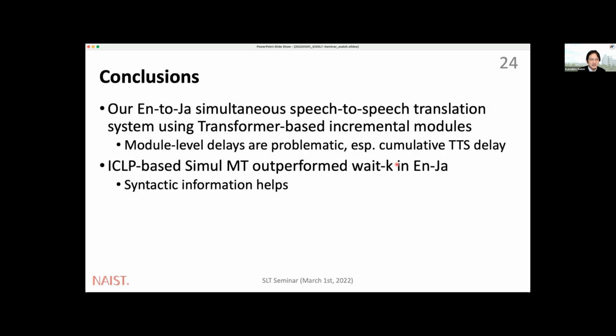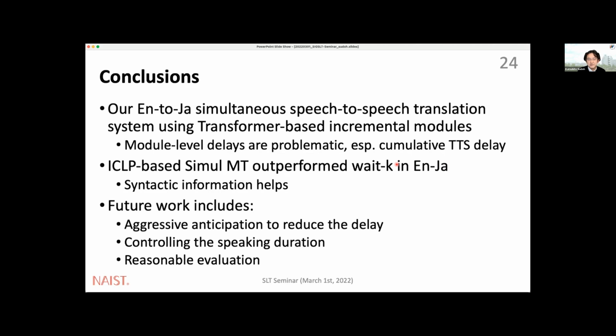So actually, syntactic information helps in the simultaneous condition. Our future work includes aggressive anticipation to reduce the delay, especially in the TTS, controlling speaking inclination from TTS, and reasonable evaluation for this kind of task. We just use average lagging and BLEU or some other automatic evaluation metrics for machine translation, and we don't have a good evaluation scheme for this kind of task, simultaneous interpretation.